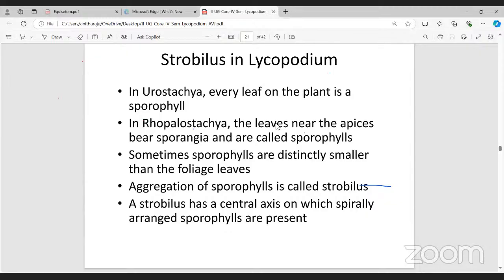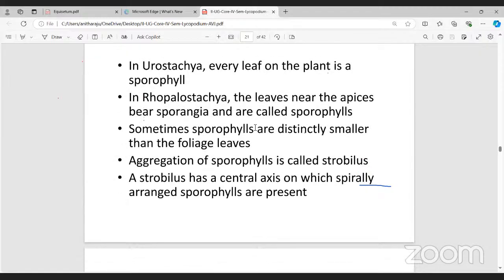Group of sporophylls. That means if you separate the cone, what appears? A leaf and sporangium. That is sporophyll. If you separate the cone, first the sporophylls appear. When you then separate the sporophyll, you separate the sporangia and leaf. So the cone is made up of a group or aggregation of sporophylls. The cone has a central axis on which spirally arranged sporophylls are present. This is common to every cone.